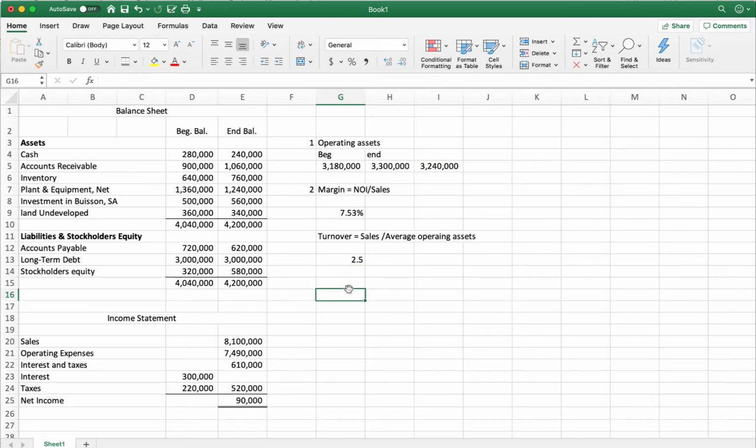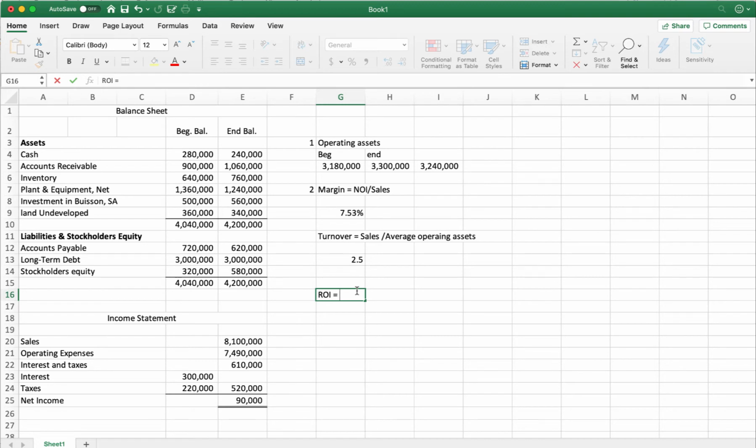So how do I figure out what my ROI is? Super simple, right? Now, to figure out what my ROI is, remember there are 2 ways to calculate it, right?